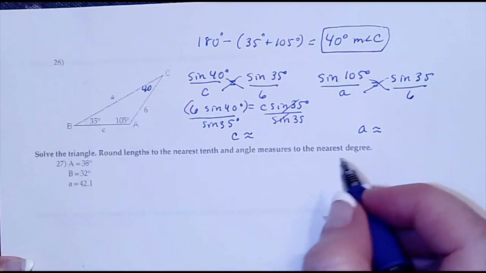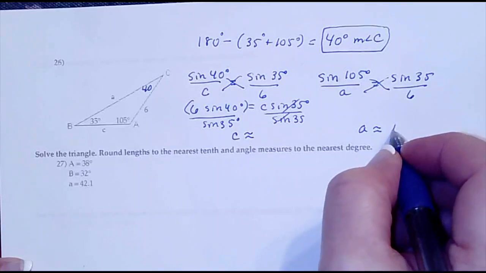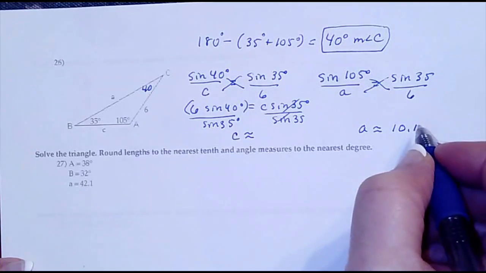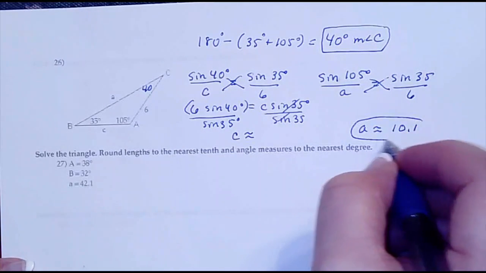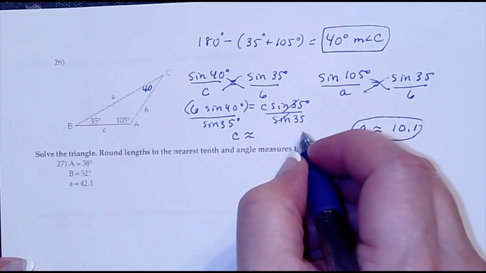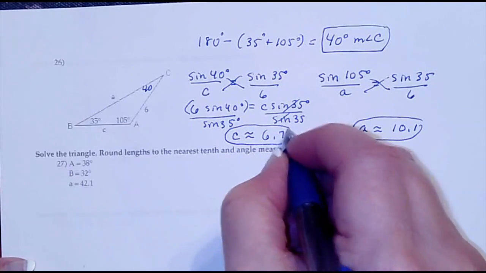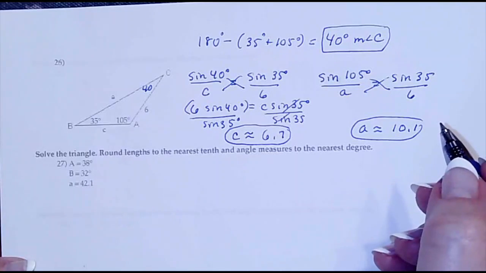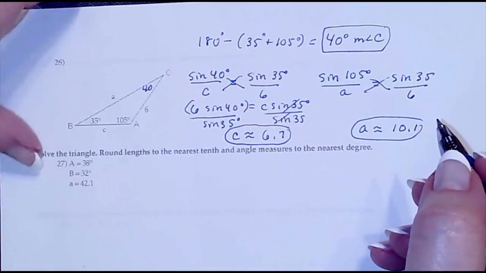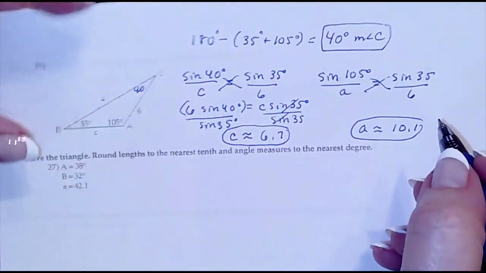Okay, so we'll get A to be 10.1, and we get C to be 6.7. Is that what everybody got? Okay, so now we're going to jump down to number 29.